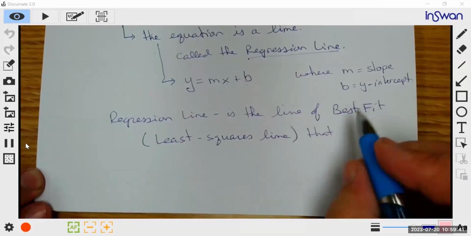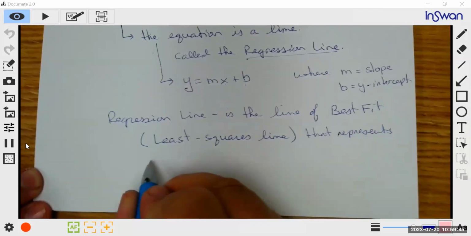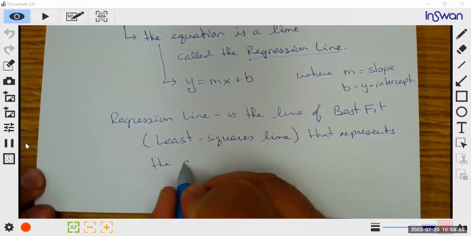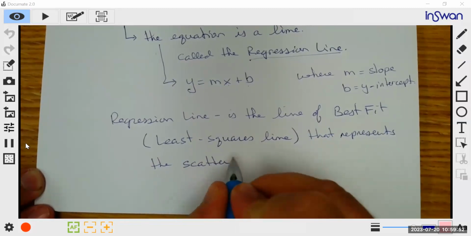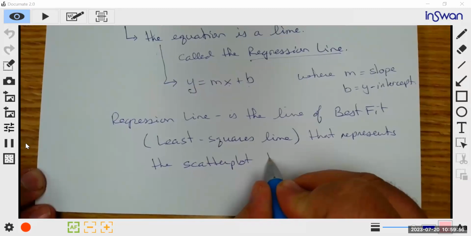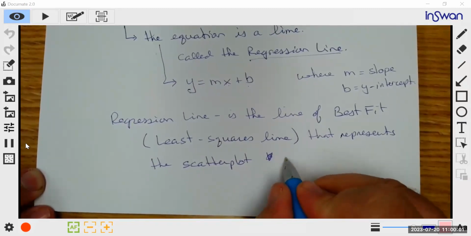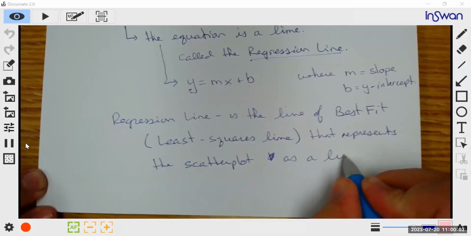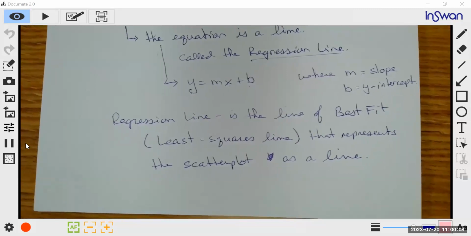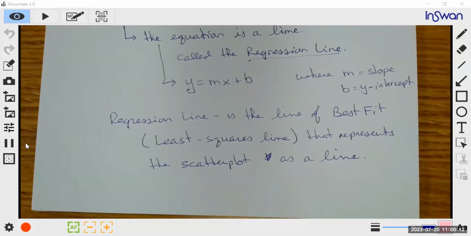Is the line of best fit that represents the scatter plot as a line. So it's a line.